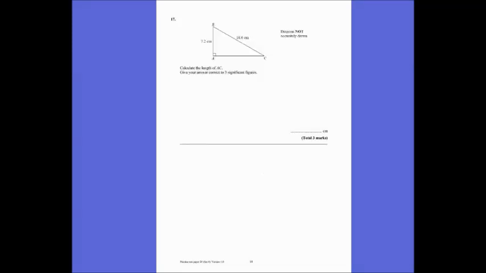Question 17. Calculate the length of AC and give your answer to 3 significant figures. Well, this is a right angled triangle, so we're going to use Pythagoras. Pythagoras says that the hypotenuse squared, so 18.6 squared, is equal to the other two sides squared and added together. I'm going to call it x.